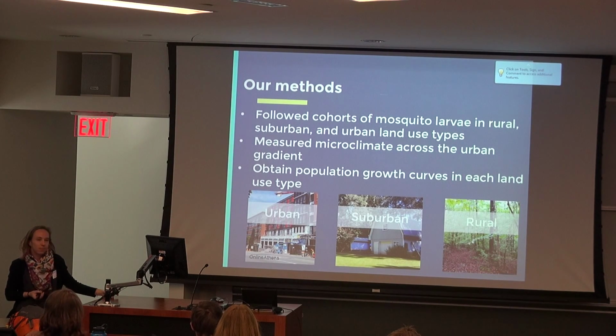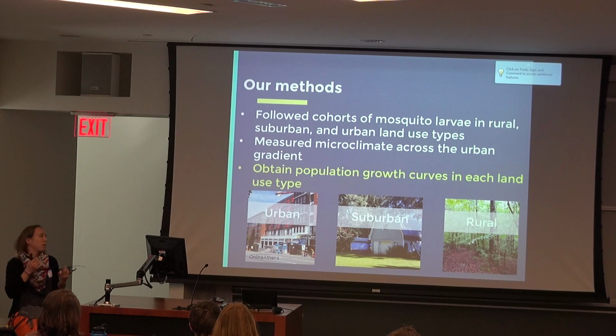We were studying this across an urban gradient, and we did this in Athens by following mosquito populations across 3 land use types. We also measured microclimate at each land use type, so temperature and relative humidity. We did all of this with the goal of getting population growth curves for mosquito populations in urban, suburban, and rural areas.